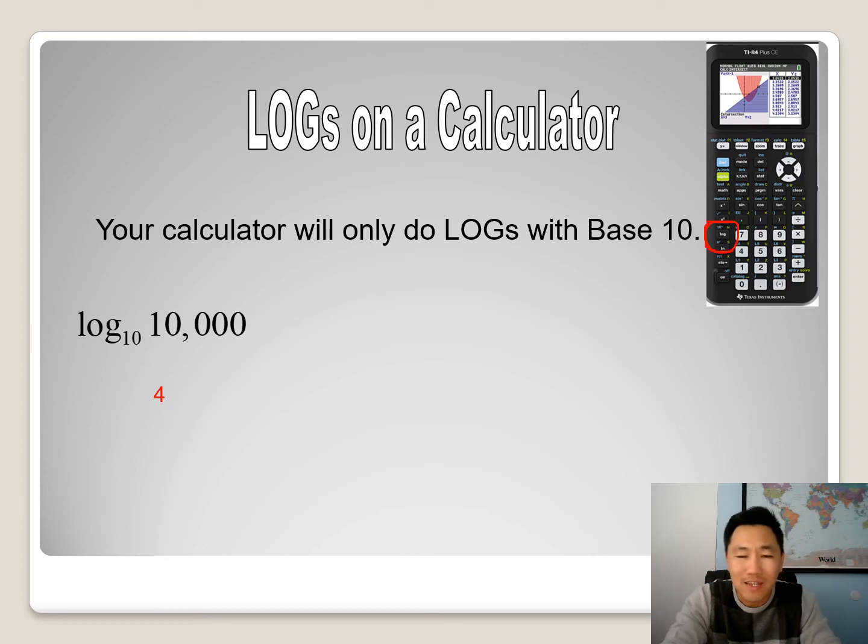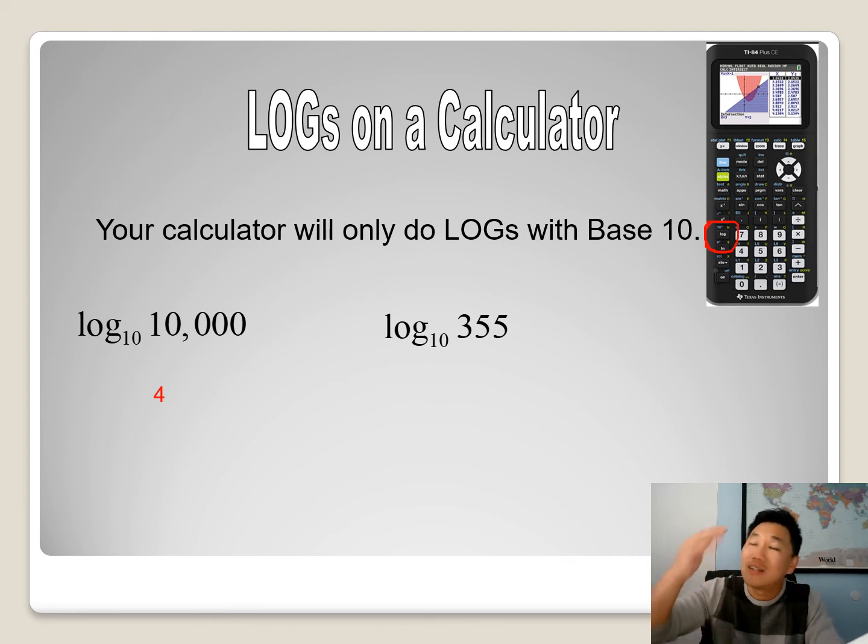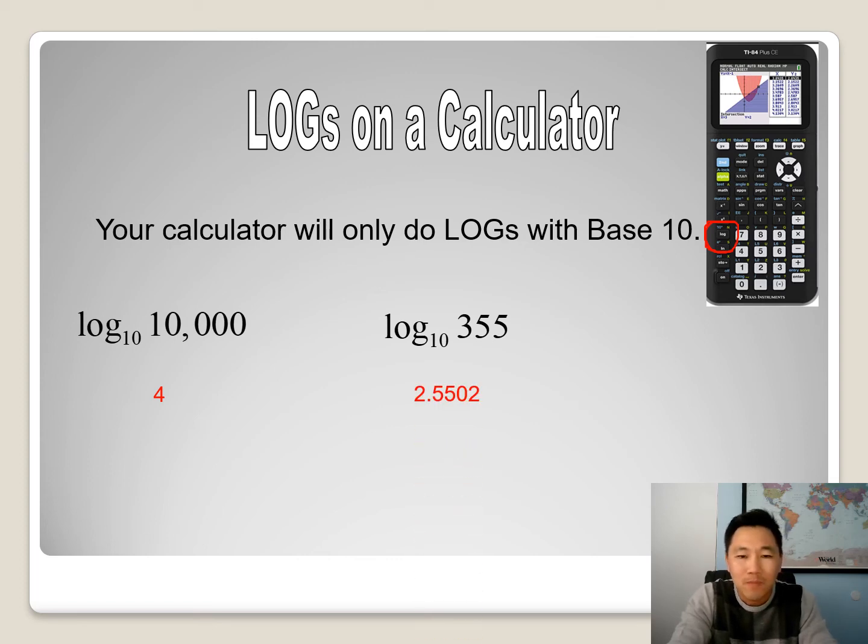You could have also done that in your head. 10 to the what power gives you 10,000. But this one you could not do in your head. 10 to the what power gives you 355, and there's no way you can do that in your head. So your calculator will do it for you. You just push log of 355. And the answer is approximately 2.5502.